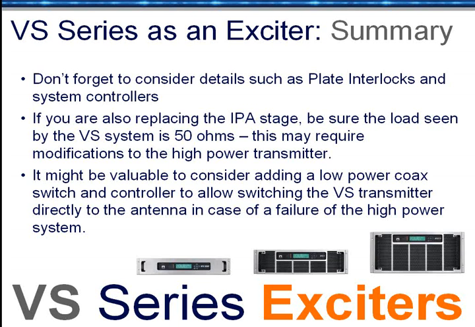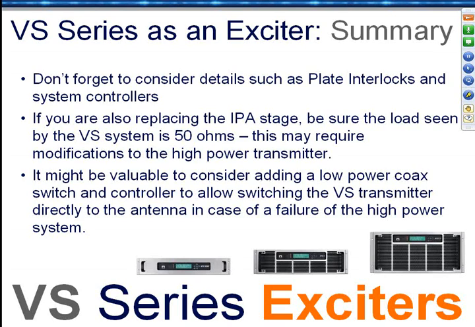So to summarize, when using the VS as an exciter, don't forget to consider the details such as plate interlocks and system controllers. If you're also replacing the IPA stage, or even if you're not, make sure that the VS is going to be driving 50 ohms plus or minus j0. That's quite important. The transmitter will complain if you don't do that. It won't blow up, but it'll complain.